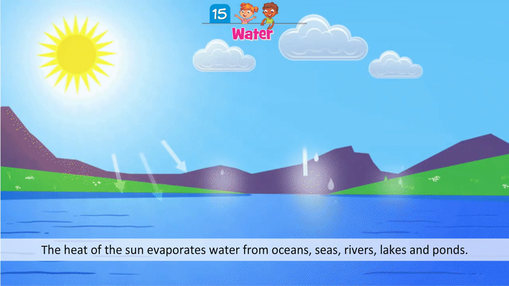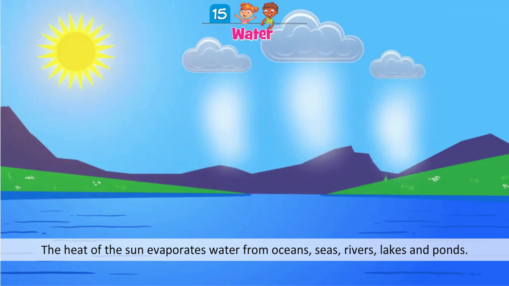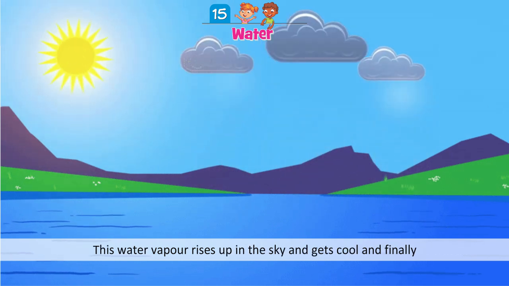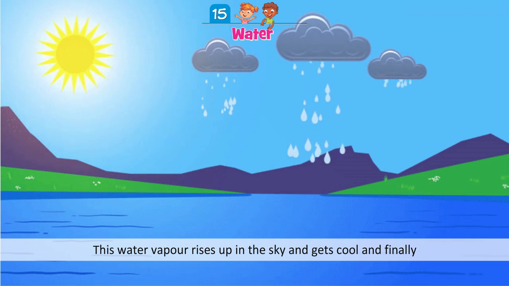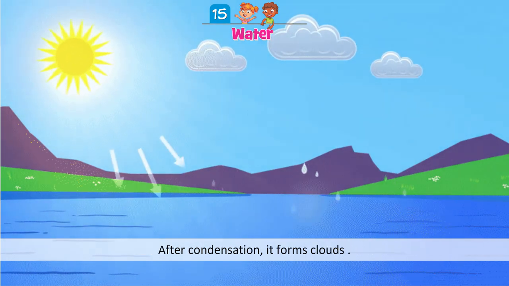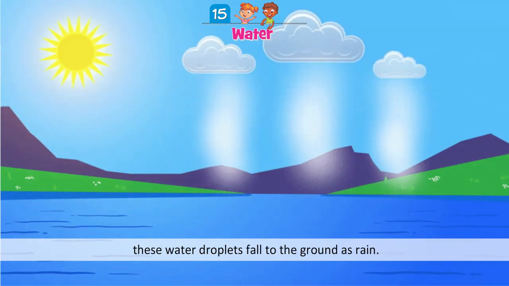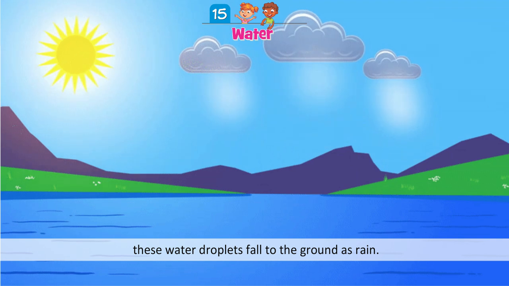Water cycle. The heat of the sun evaporates water from oceans, seas, rivers, lakes, and ponds. This water vapor rises up in the sky and gets cooled and finally condenses when it reaches high up in the atmosphere. After condensation, it forms clouds. When the clouds become heavy, these water droplets fall to the ground as rain.